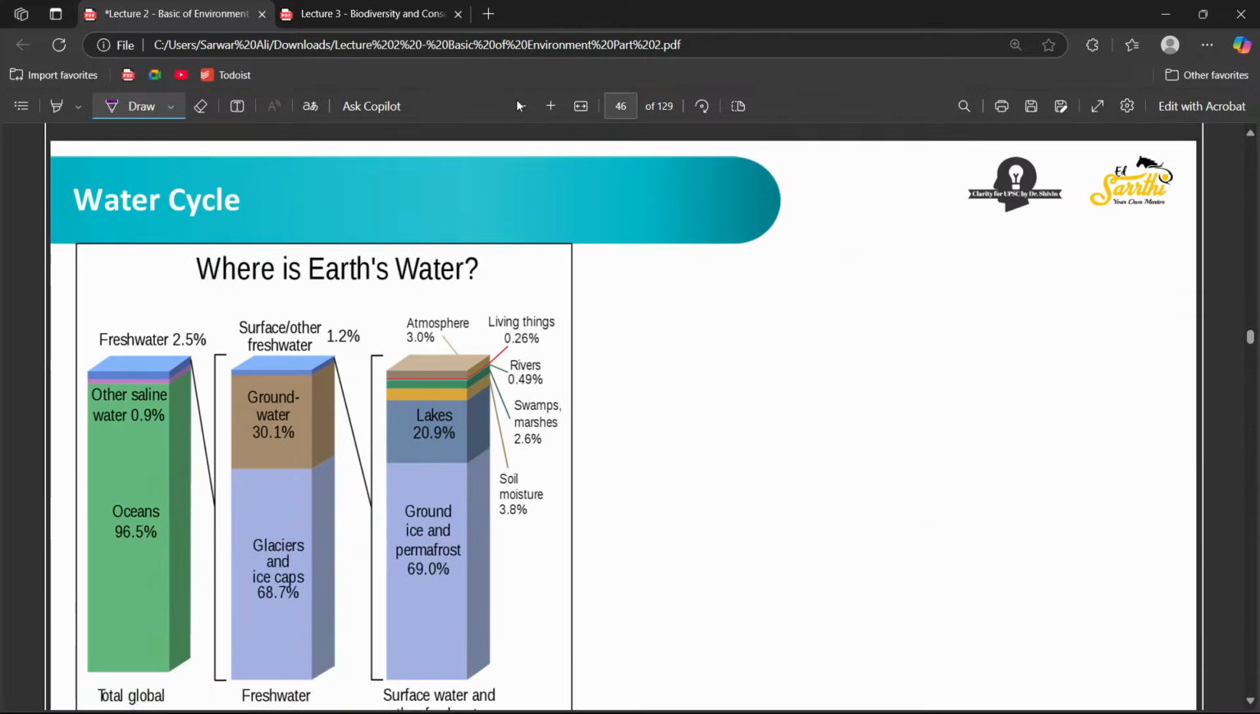Where is Earth's water? Fresh water is 2.5%. Other saline water, oceans, is 96.5%. Of the 2.5% fresh water, only 1.2% is on the surface. 30% is groundwater, 68% is ice caps and glaciers. From the surface fresh water, we have most of it in the atmosphere, living things, 0.5% in the rivers, 2.6% in swamps, 20% in lakes, and 69% in ground ice or permafrost.